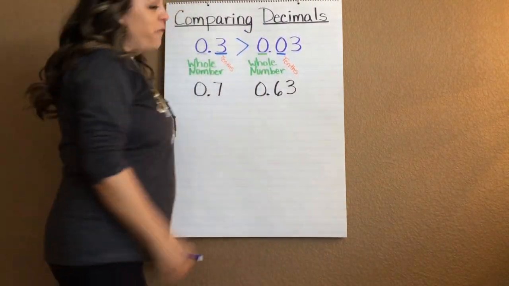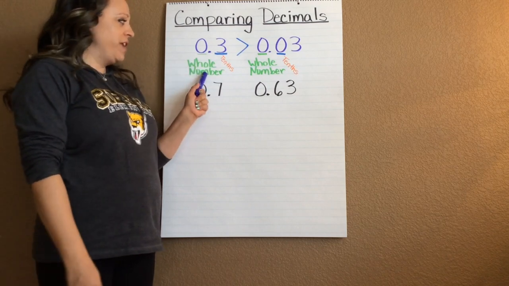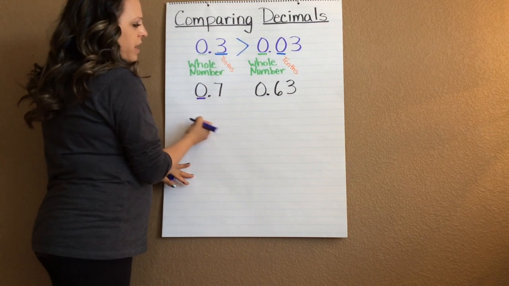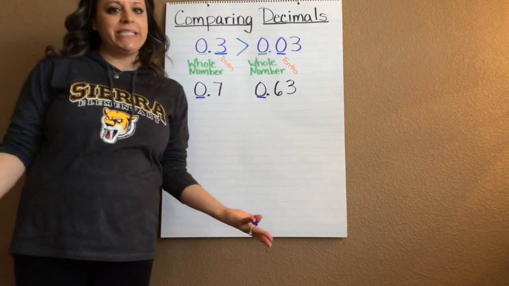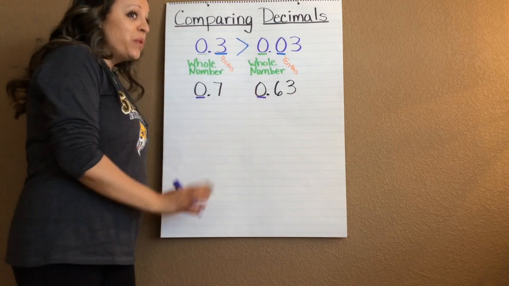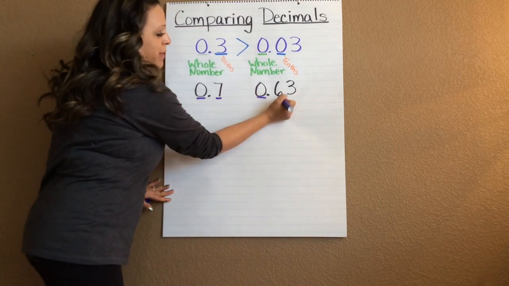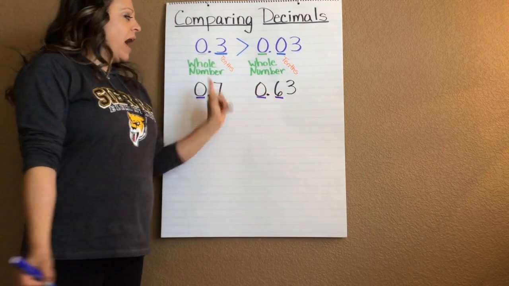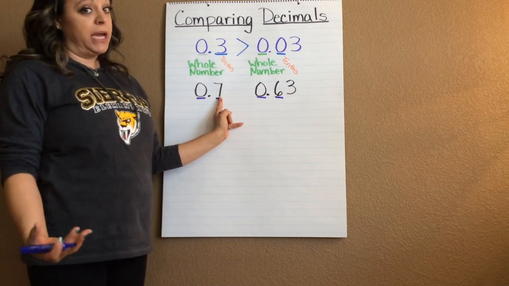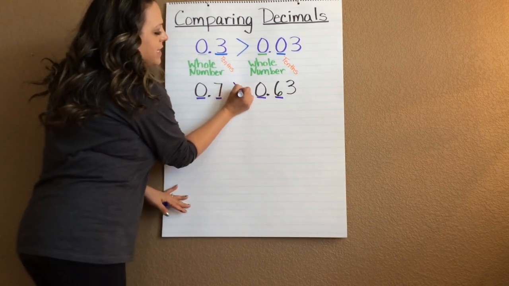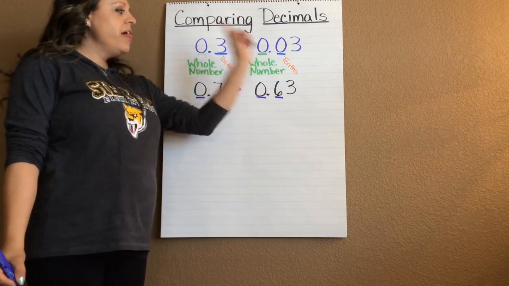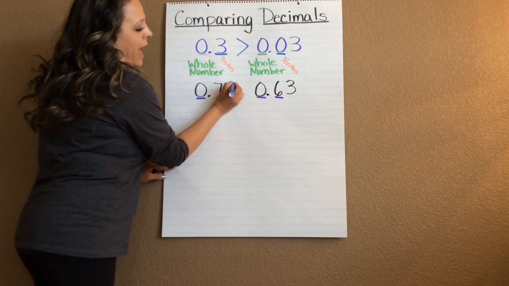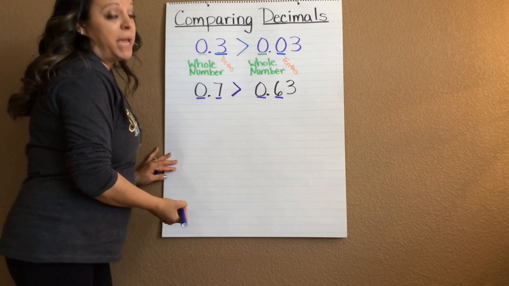All right, so first, we're gonna look at the whole number, just like we did in our first example. So if I start with my whole number, I have a 0 and a 0. It's a tie. So we're gonna move on to the tenths place. We have a 7 and a 6. I know 7 is bigger than 6. So 7/10 is greater than 63/100. Remember, you always want to have the mouth facing the bigger one.